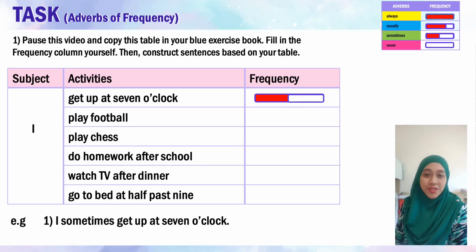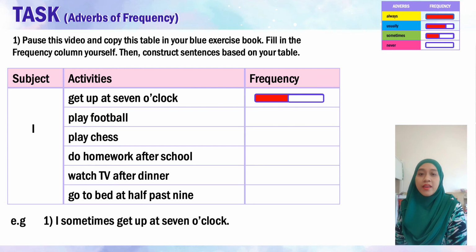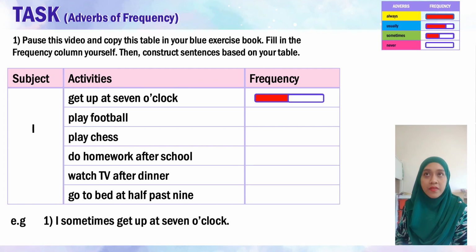Alright, boys and girls, this is the task for today. What you have to do is pause this video and copy this table in your blue exercise book. Fill in the frequency column by yourself. Then construct sentences based on your table. For example, I have here something like this.